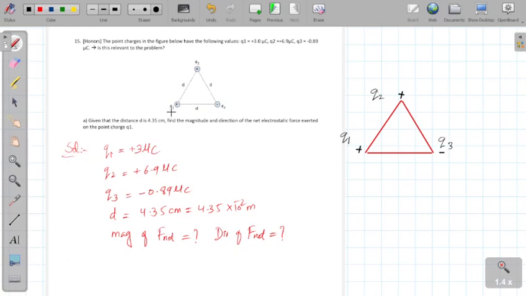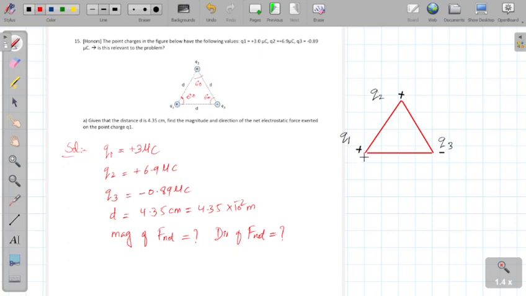First of all, this is an equilateral triangle, so all three angles are 60 degrees. We know that the sum of the three angles is 180 degrees. I have drawn the diagram for the sake of clarity.